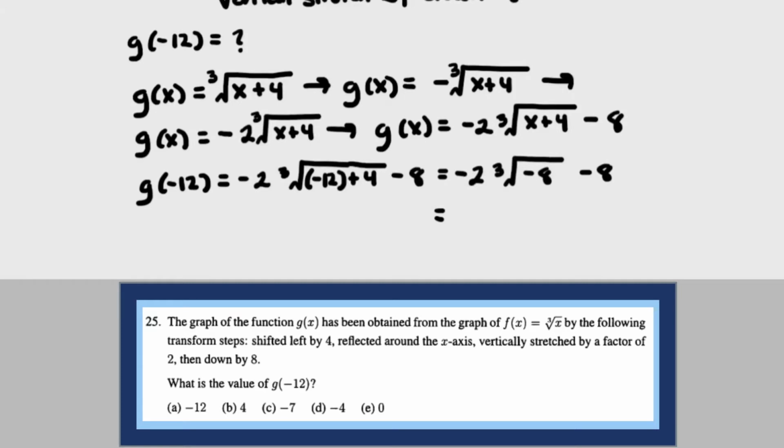And the cube root of negative 8 is actually going to be negative 2. So that will become negative 2 times a negative 2 minus 8. Negative 2 times negative 2 is positive 4, and 4 minus 8 is negative 4. So the answer to number 25 will be negative 4. And the answer choice that corresponds to what we got is answer choice D. So for number 25, the answer is D. So now we're going to move on to number 26.